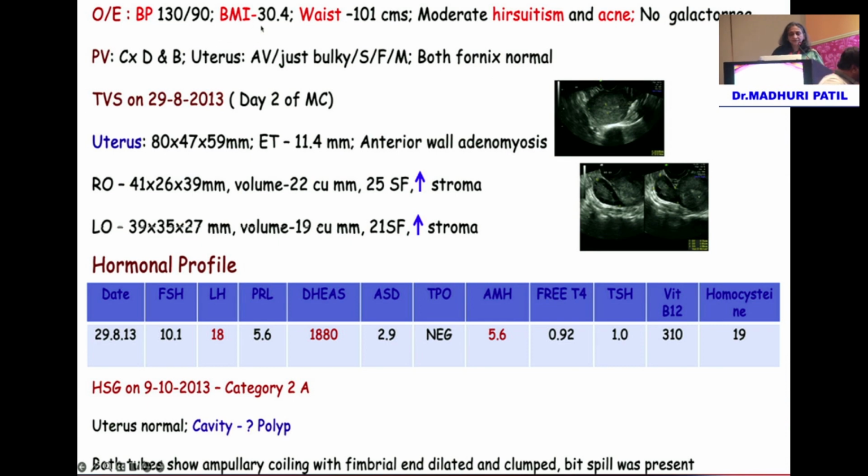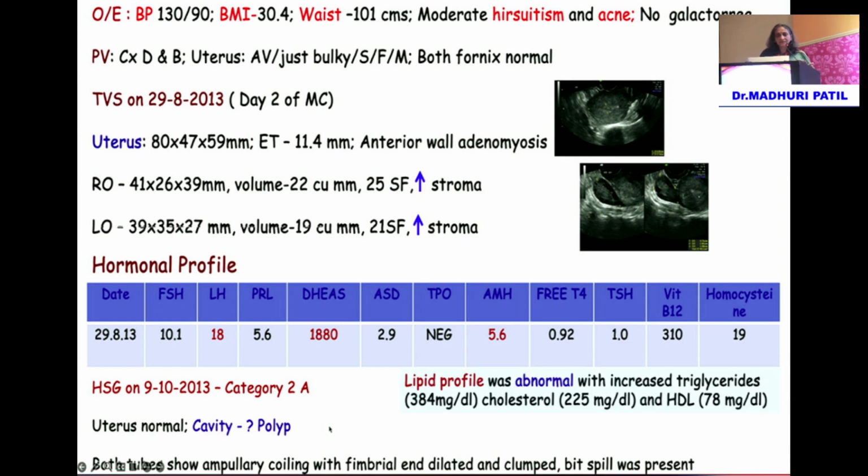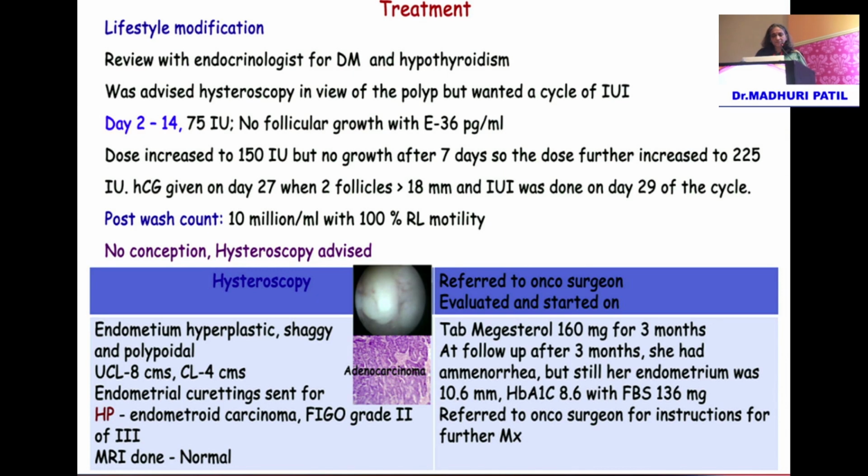When we saw her, her BMI was quite high, it was 30, her waist circumference also was high, she had both hirsutism and acne, and you can see she had severe PCOS with more follicles. Basically HSG was done, and that showed a uterine polyp, though both the tubes also were not very healthy. Her lipid profile also was abnormal. So we had told her about lifestyle modification, and we reviewed with the endocrinologist for diabetes mellitus and hypothyroidism.